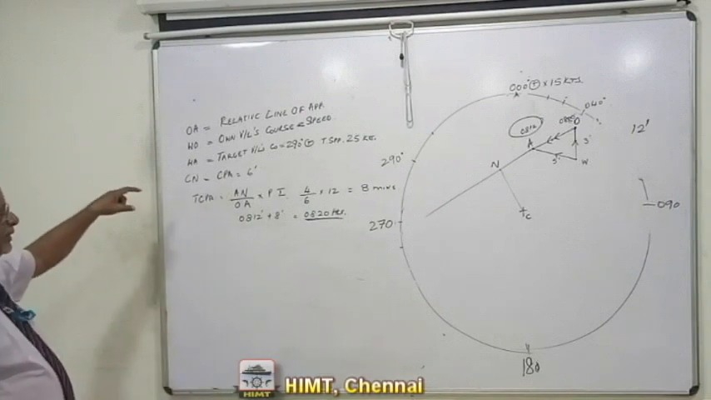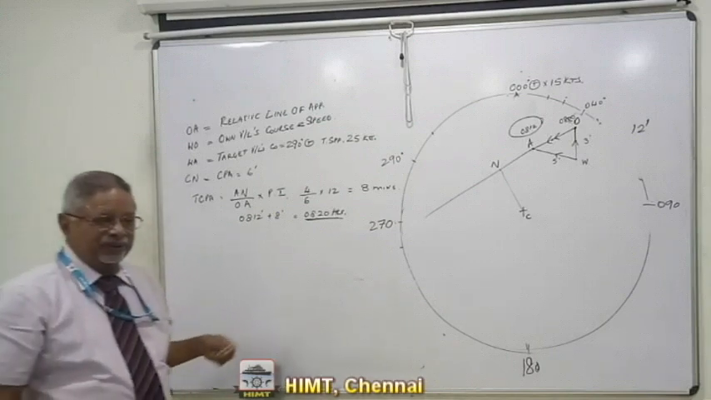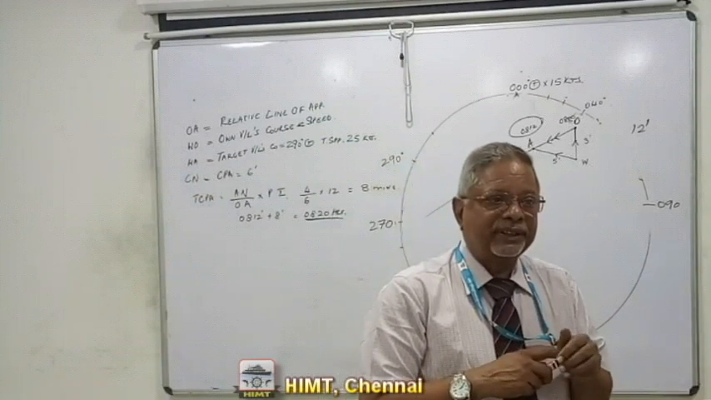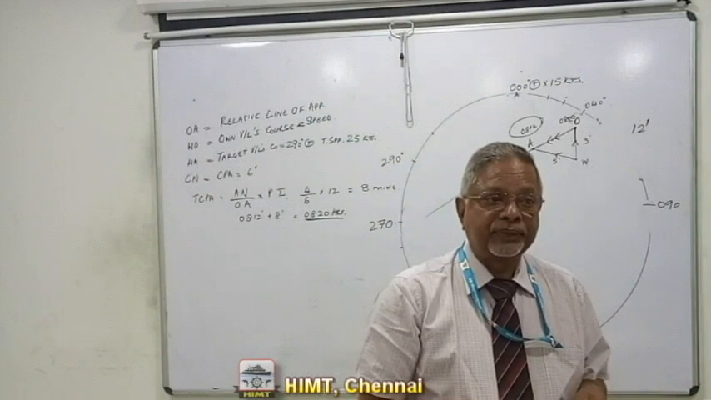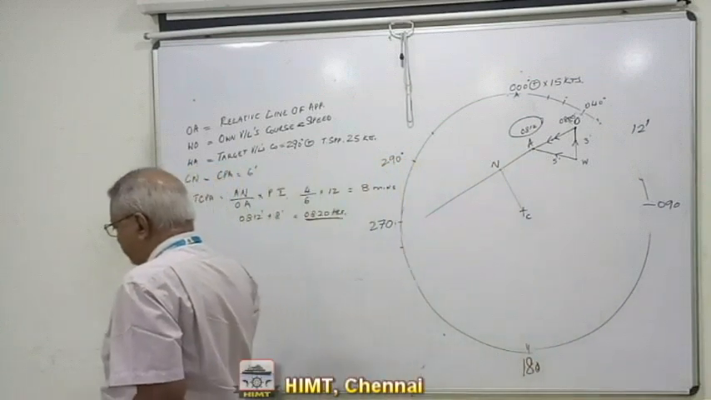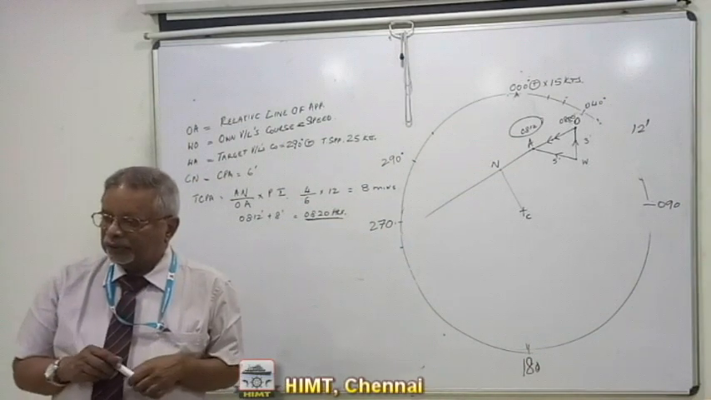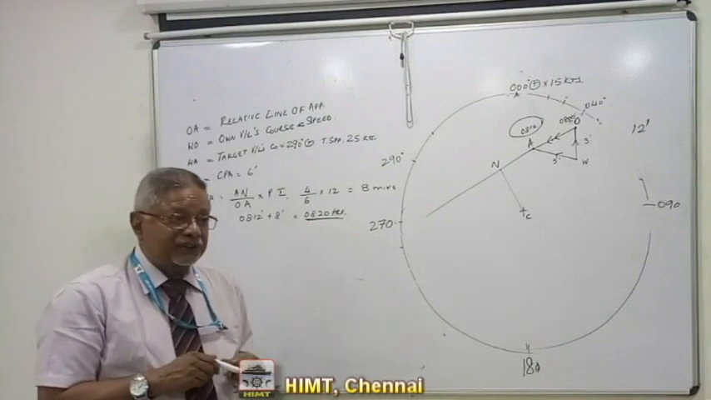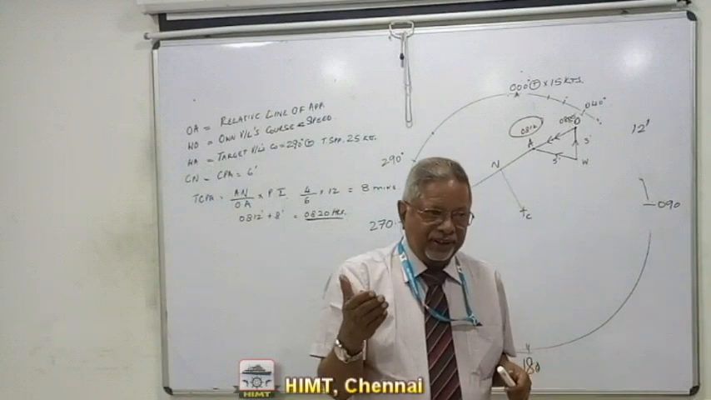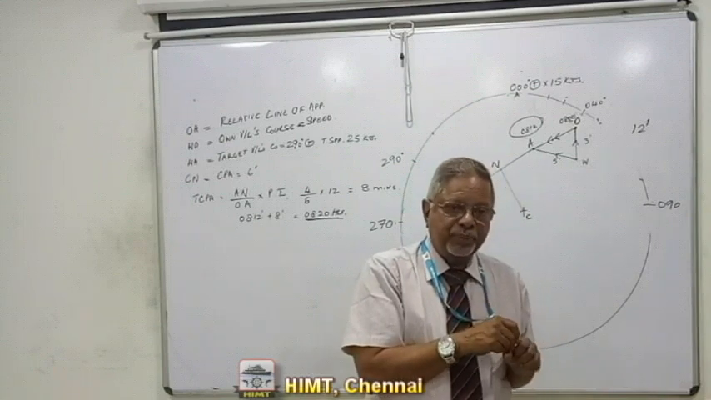So you have got your CPA, you got your TCPA, you got own vessel's course and speed, target vessel's course and speed. Now you have to find out what? Aspect. What do you understand by aspect? Aspect is how the target is viewing you, not how you are viewing the target. So how will you find out the aspect?